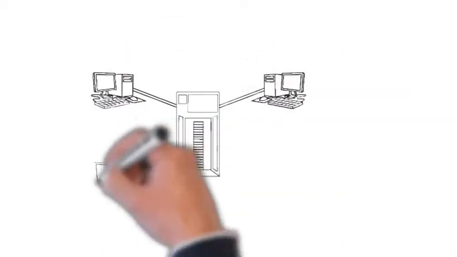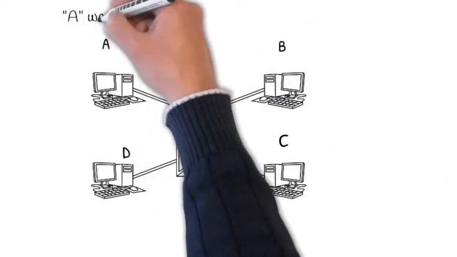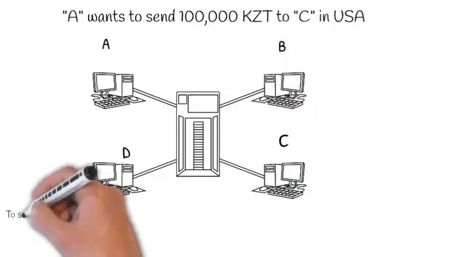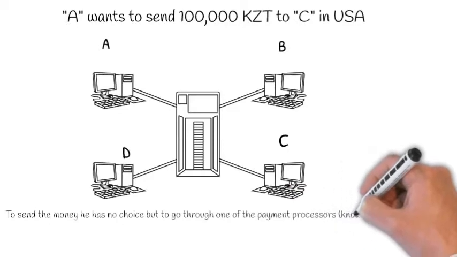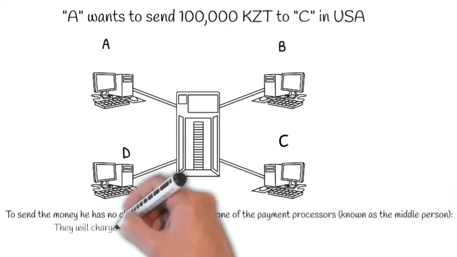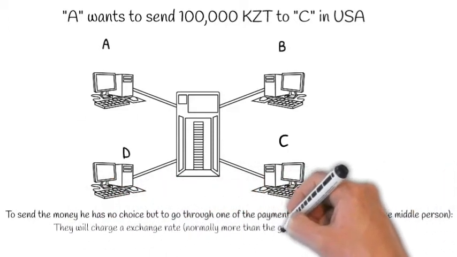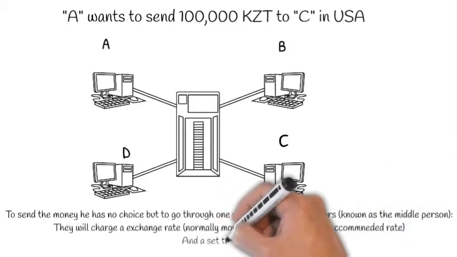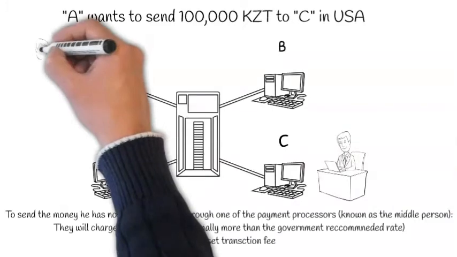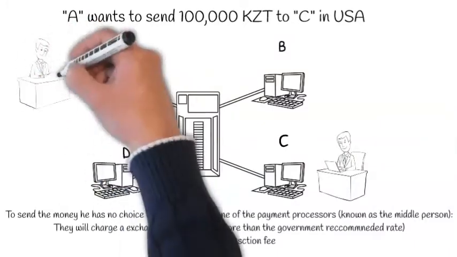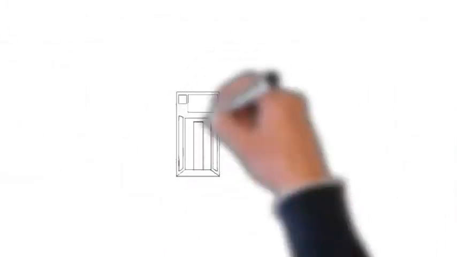Okay, normally, in a normal transaction, say if I want to send money from Kazakhstan to USA, I will have to use the traditional method of either a bank, an online service provider like PayPal or Monzo, or even a transaction service provider like Western Union or MoneyGram.